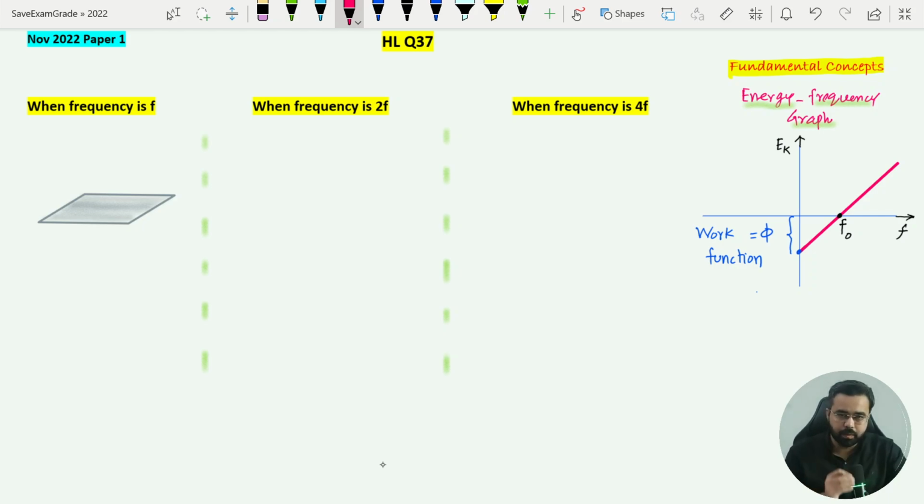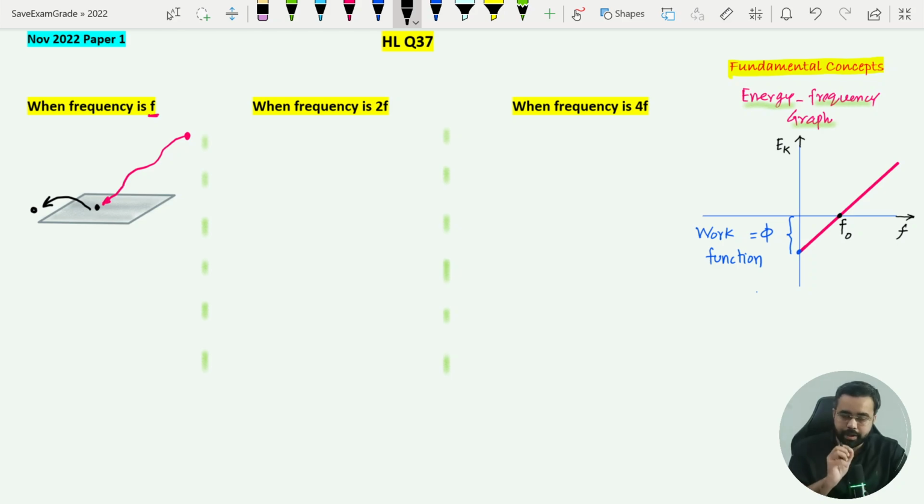This question is about the photoelectric effect, in which we are given three scenarios. The metal plate is the same, but in the first scenario, you throw a photon of monochromatic light, which means single wavelength light, such that its frequency is f. You see it is falling and hitting this electron, so this electron will instantly eject, which means that this frequency is ejecting an electron, and this is now a free electron, a photoelectron.